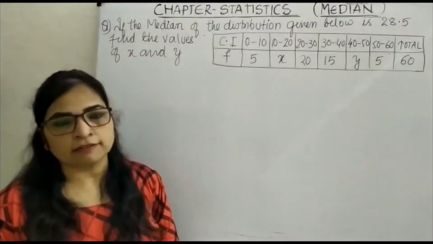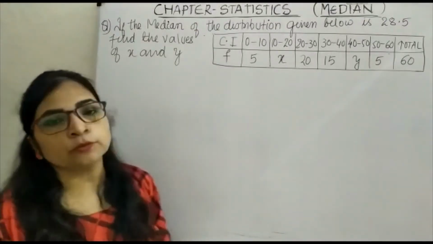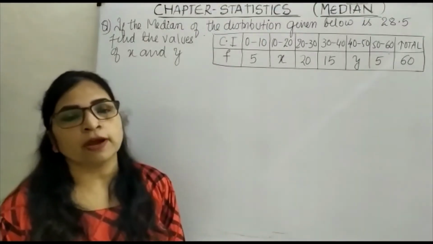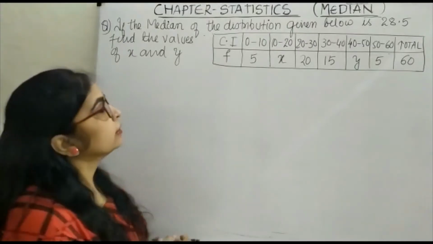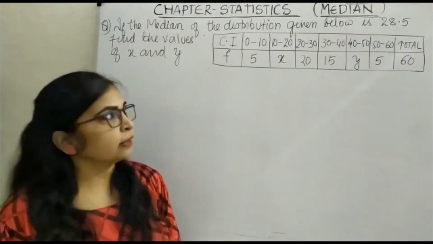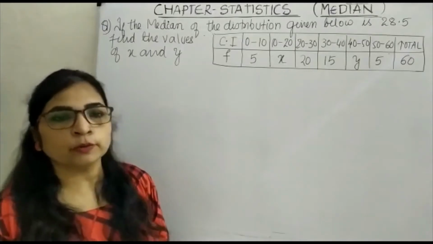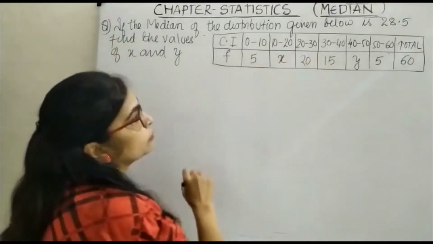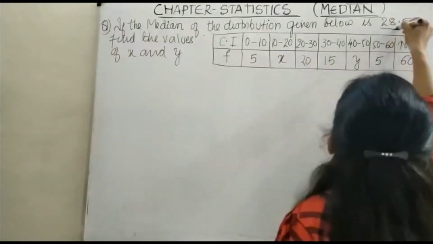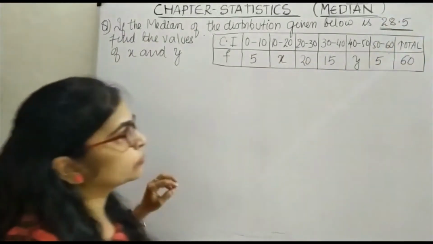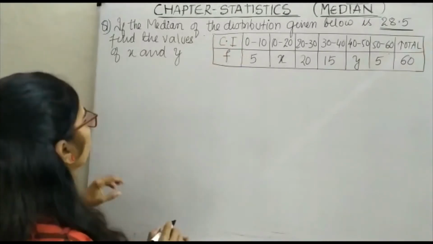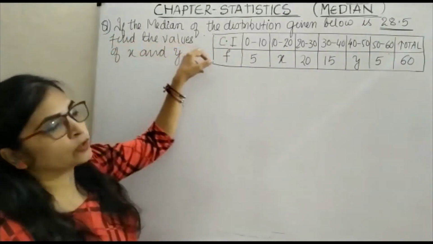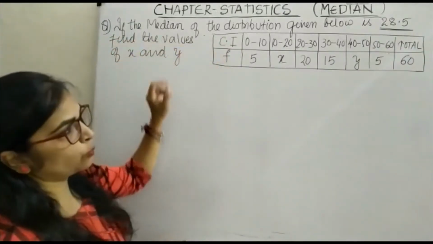Welcome to chapter statistics. Today we are going to see how we can find out unknown frequency in the case of grouped data when the median is given to us. Here in this question, the median of the distribution given below is 28.5. We are supposed to find the values of x and y.